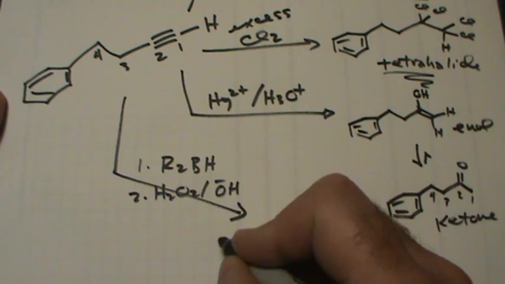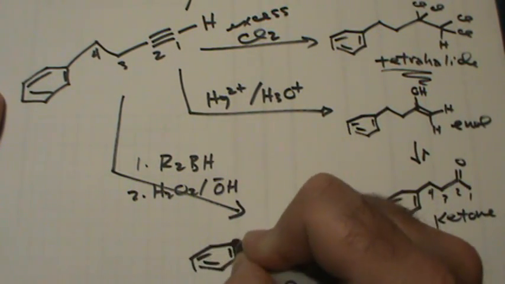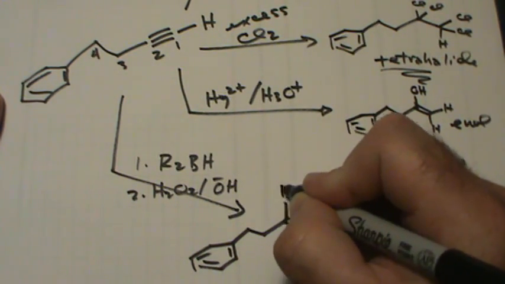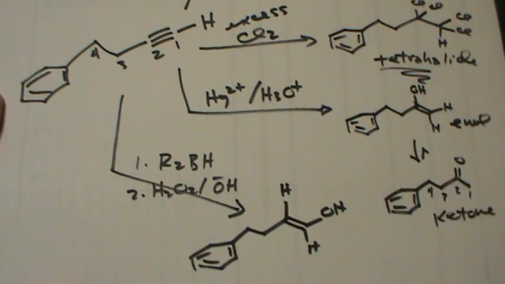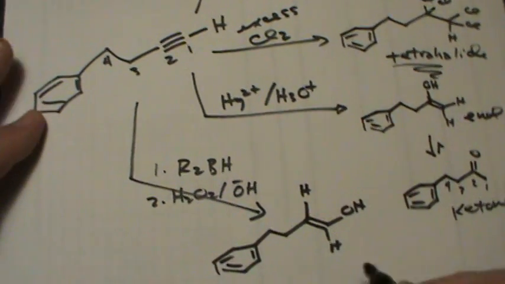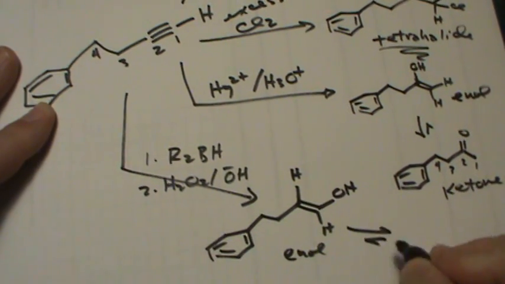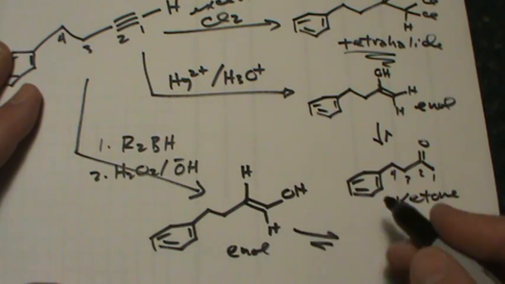And then finally, the last reaction here is an anti-Markovnikov hydration, very closely related to the one we just did, except that the H and the OH will add to different carbons. So my H is going to add to the more substituted carbon, the OH to the less substituted carbon. Once again, I have to recognize this is an enol, and it will rapidly equilibrate to the corresponding aldehyde or ketone. In this case, it's going to be an aldehyde.